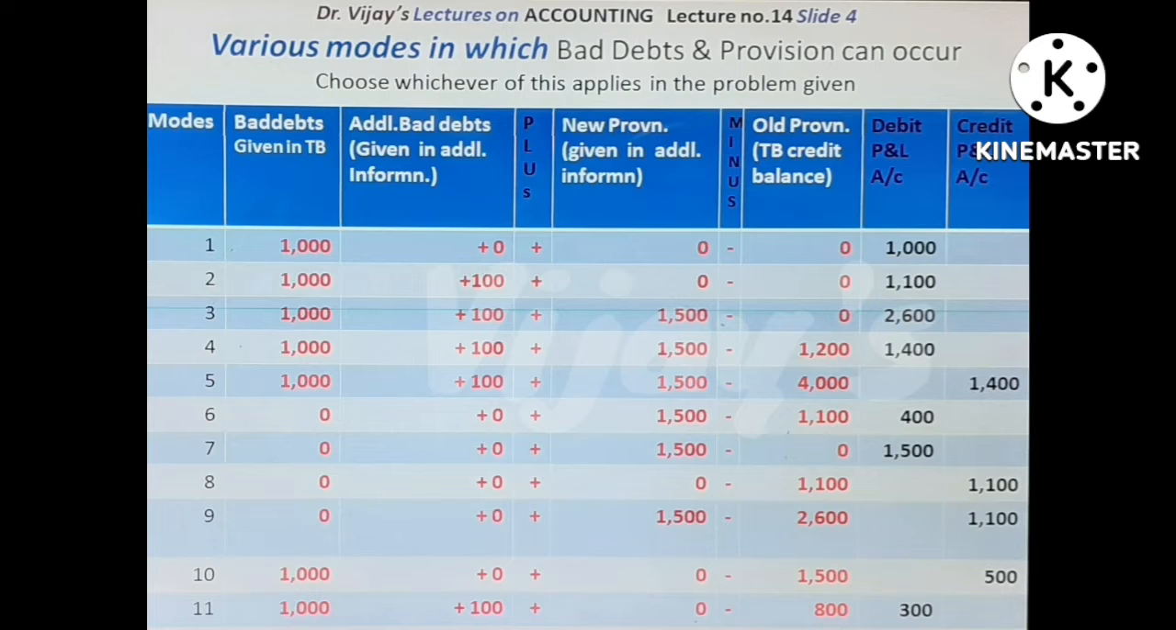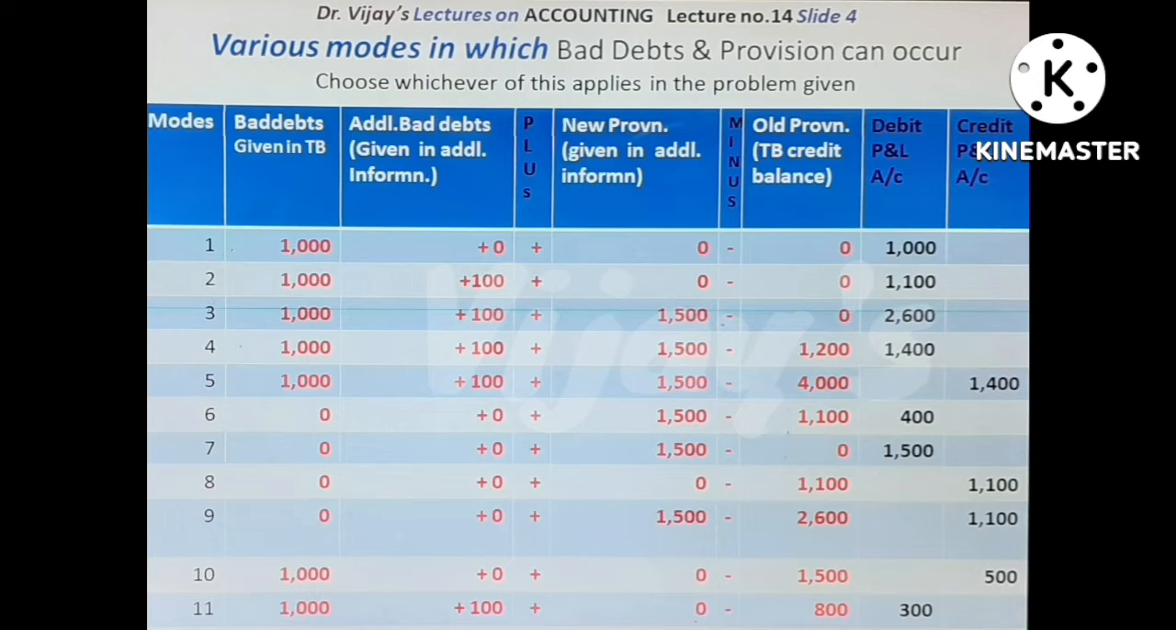Now the fourth column is for plus sign, then new provision. New provision is given as additional information. It is the provision that you have to create this time, this year, at the end of this period by transferring from this period's profit for writing off bad debts of the subsequent period. Then column for minus sign, then column for old provision. Old provision will appear in trial balance credit side as provision for bad debts or reserve for bad debts. That was provision created in the previous period for writing off bad debts of the current period.